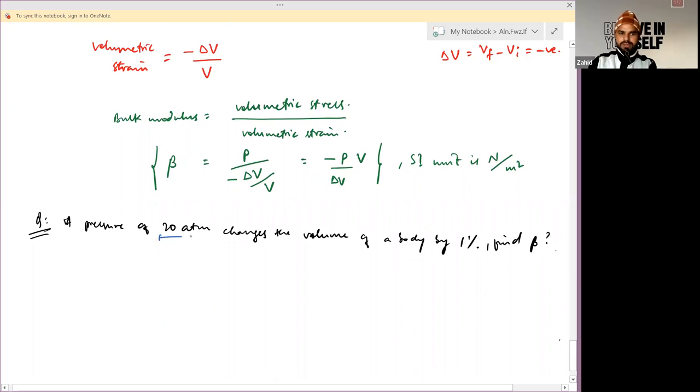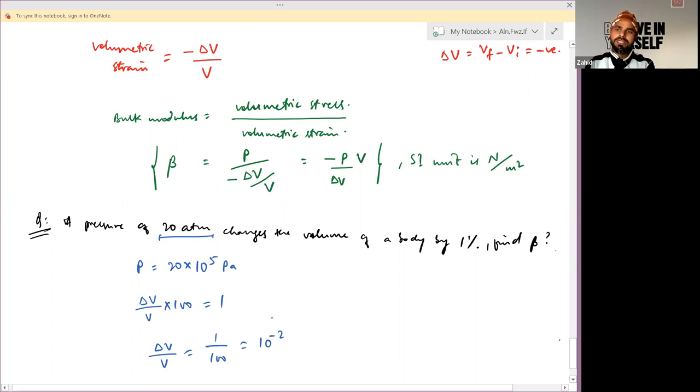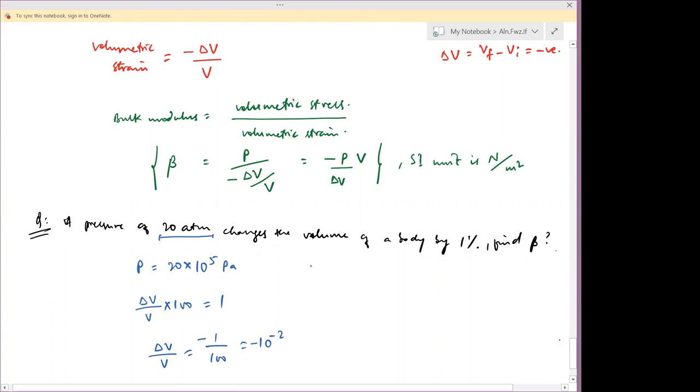You have pressure as 20 atm, which is not an SI unit. So pressure will be equal to 20, and 1 atm equals 10 to the power 5 Pascal. So that is the total pressure acting on this particular object. Change in volume by 1% means delta V divided by V into 100 is 1%. So delta V by V equals 1 by 100, or 10 to the power minus 2. And since on applying this much pressure to the body there is a decrease in volume by 1%, there will be a negative sign at this point. Is it clear? Yes, sir.